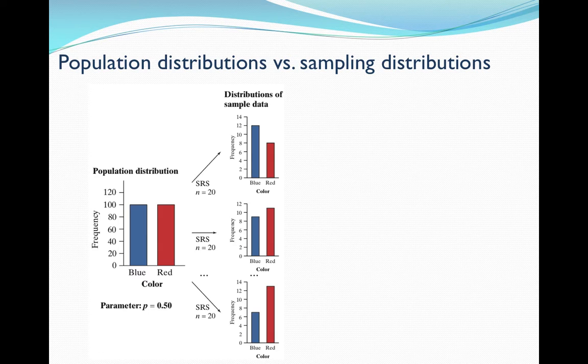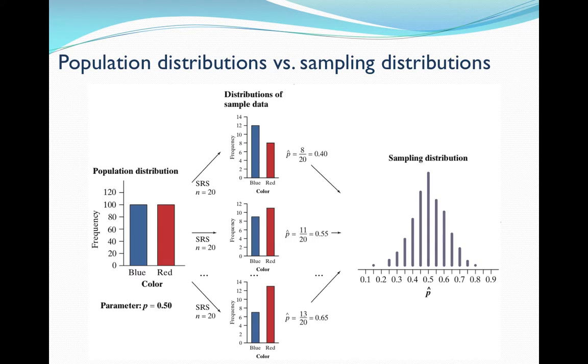So let's say we have our population distribution here, where we're talking about 100 of the color blue and 100 of the color red, and our parameter is split at 50%. I could take a sample of size 20, and in that sample, I could get more blue than I get red. I could get more red than I get blue. I could get a lot more red than I get blue. There's a bunch of different ways that my distribution could look.